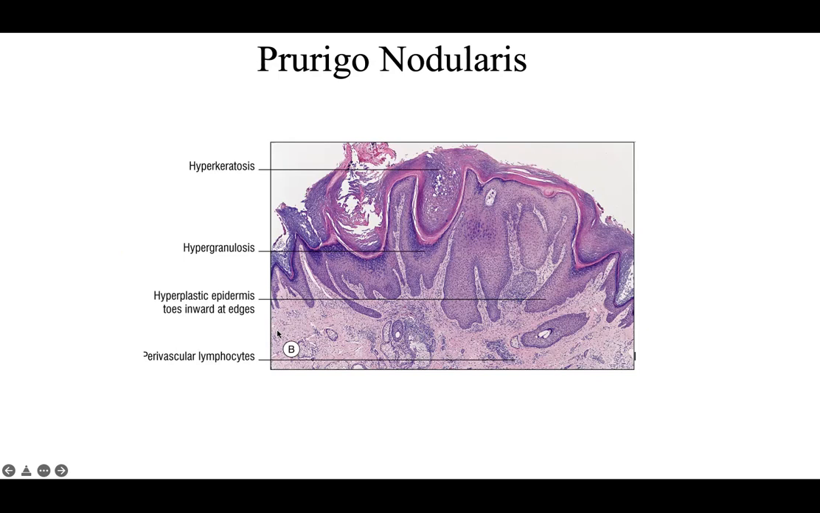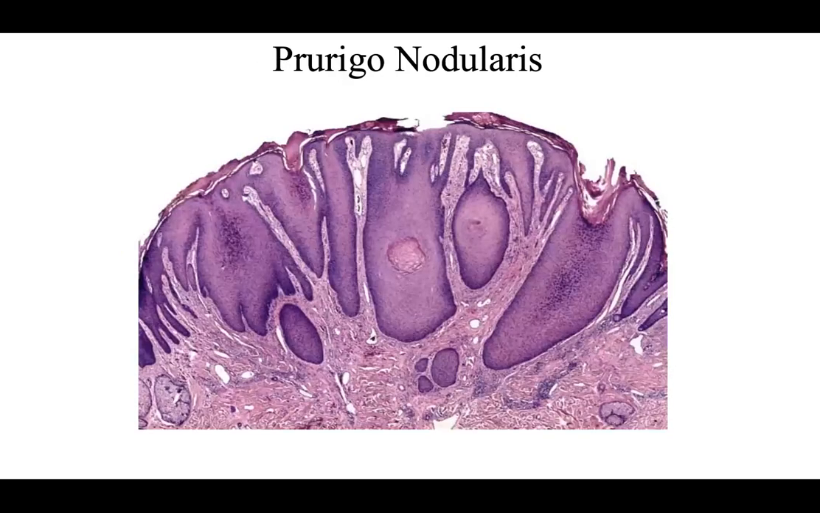But for all intents and purposes, this is a classic prurigo nodule here, and most people would not confuse this for any type of squamous cell carcinoma at all. Again, classic prurigo nodule. You see this elongation of the reedy ridge.